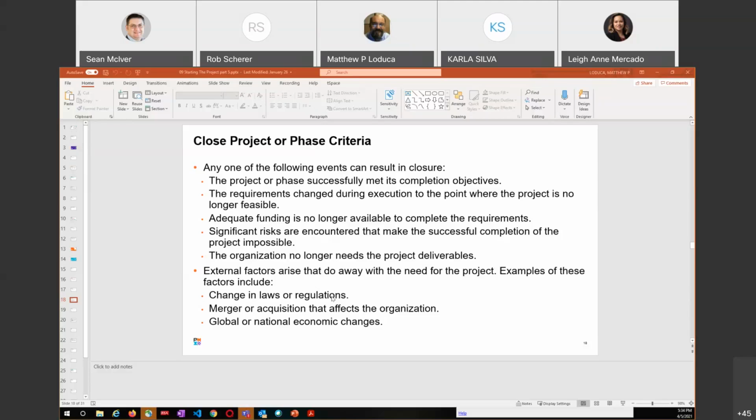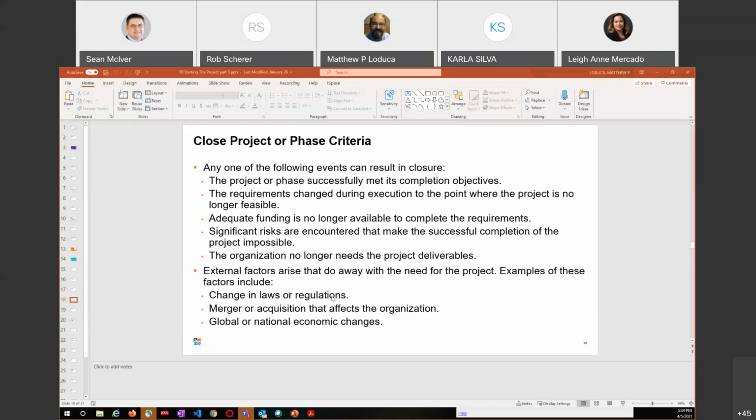External factors arise that do away with the need for the project. Well, the significant risk might be one of those external factors. Change in laws and regulations, I just talked about that one, those externally, but I mean, this falls into the rest of this too. Internal or external could end this project.